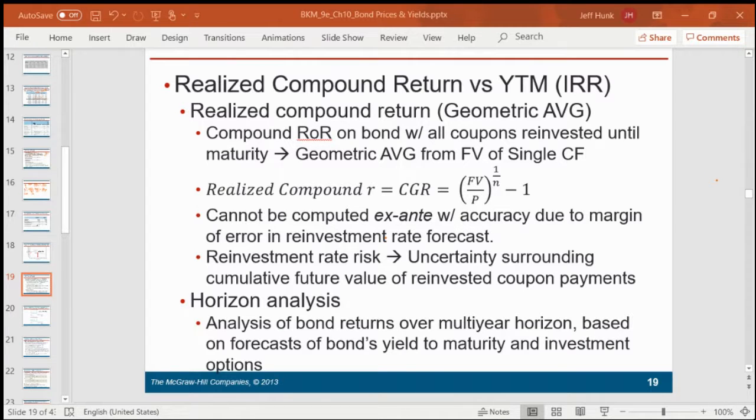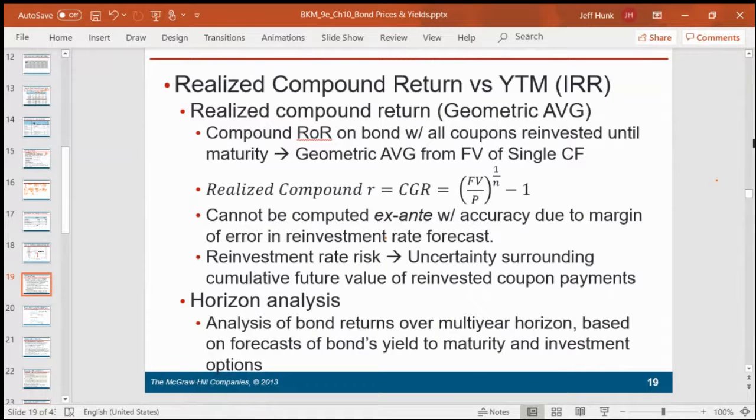So, we were talking about yield to maturity last time, in the last video. I've given you several definitions of yield to maturity, and also several ways to interpret it. There's still another way of looking at yield to maturity.